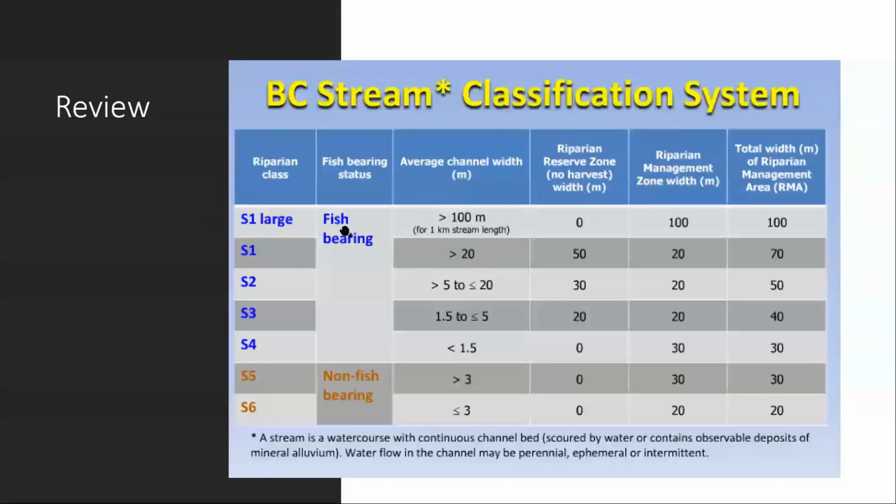Depending on your stream class, S1 to S4 are your fish-bearing streams, which are defined based on your channel width. These are the default prescribed widths that are recommended and can be followed. For non-fish bearing streams, you'll notice that there is no riparian reserve zone that is required. But again, we discussed how we could have variances on this, and I will touch on that in a little bit.